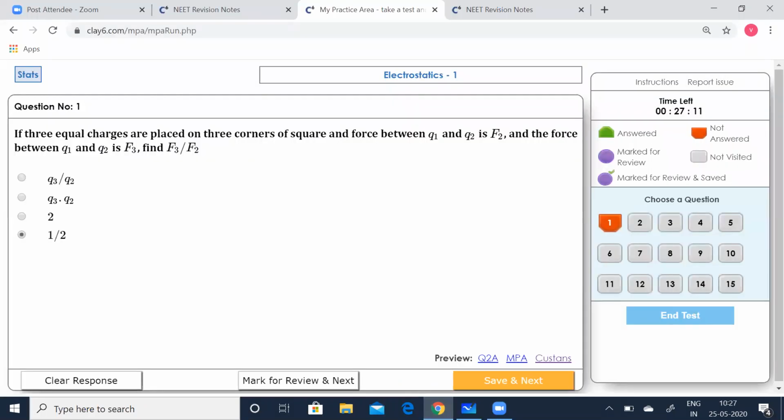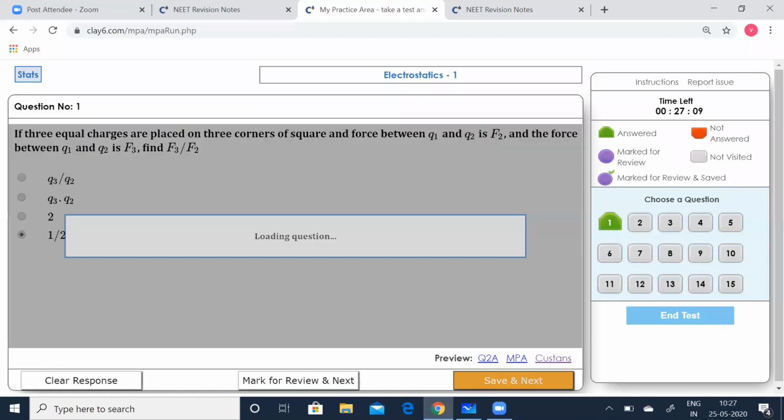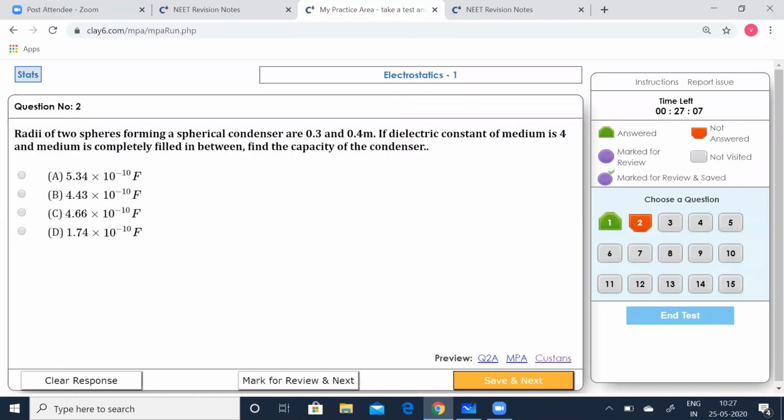1:2, D option is correct. Click that, go to the next. Radii of two spheres forming a spherical condenser are 0.3 and 0.4 meters. If dielectric constant of medium is 4 and the medium is completely filled in between, find the capacity of the condenser. All right.